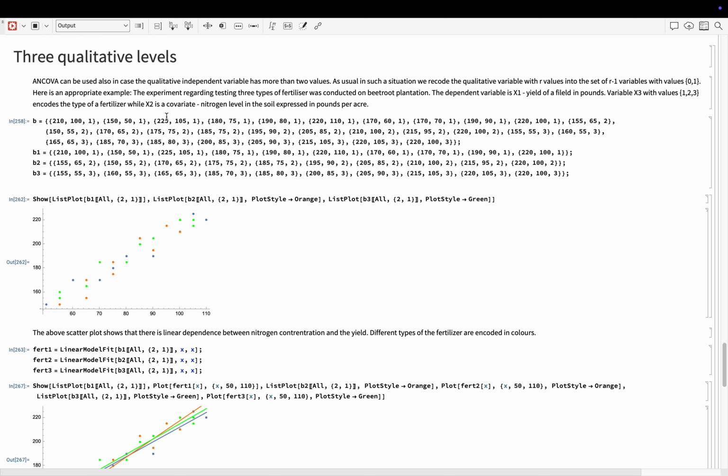We have the dependent variable, which is the yield of a field. Sorry, there is a misprint. Yield of a beetroot field in pounds of the product gathered from the field. And there is a covariate, which is nitrogen level in the soil. Nitrogen level expressed in pounds per acre.